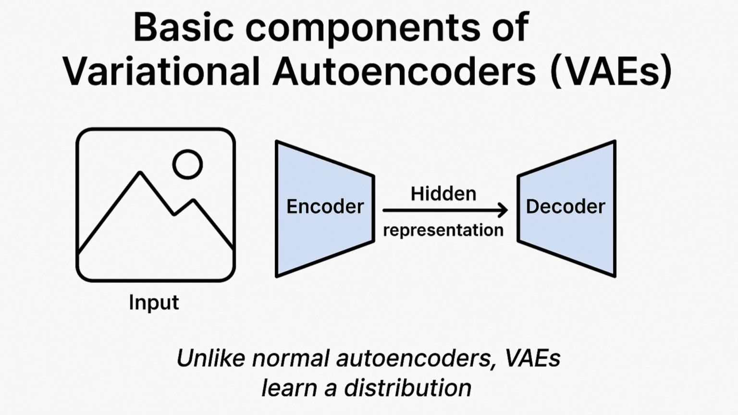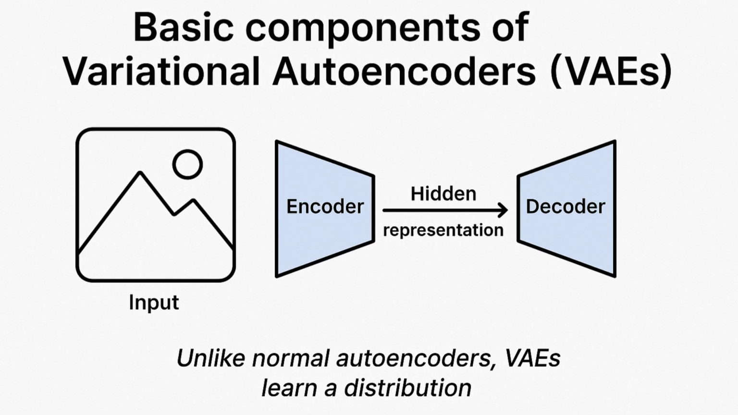At its core, a VAE is a type of neural network that learns how to compress data, like images, into a smaller form and then reconstruct it. It has two main parts. Encoder: this takes the input and compresses it into a smaller, hidden representation. Decoder: this tries to reconstruct the original input from that compressed version.